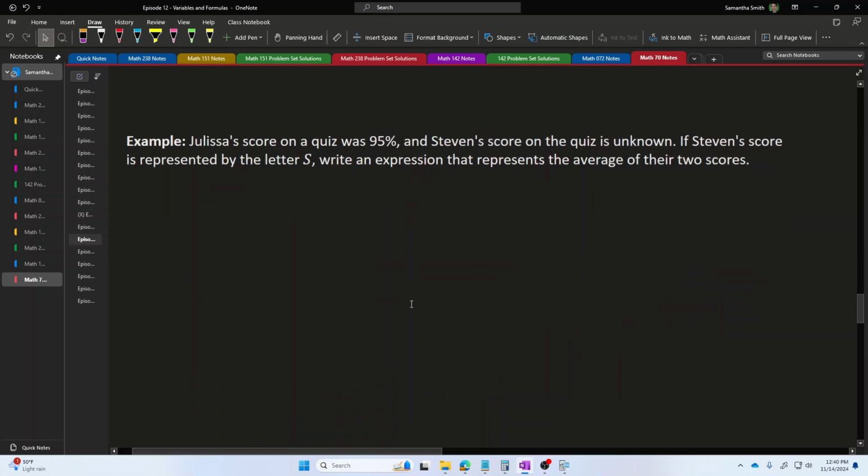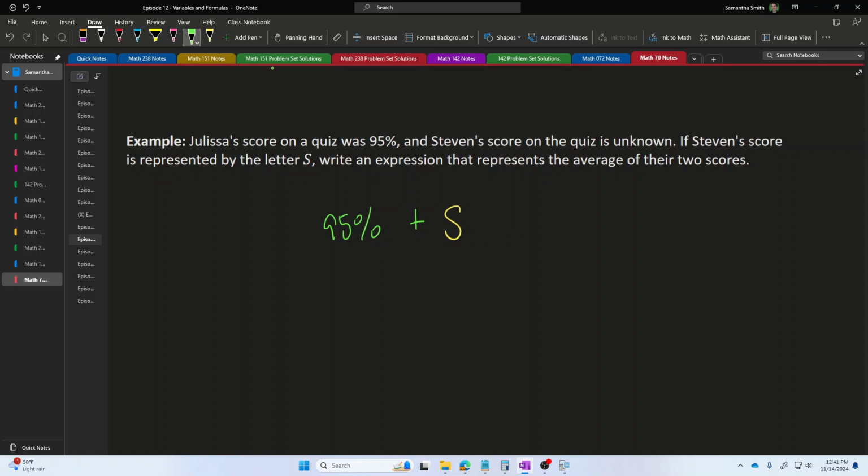So let me perform those same actions on Julisa's score and Stephen's score on the quiz. Julisa's score on the quiz is 95%. And then I would add her score to whatever score Stephen received. I don't know what that is though, so I'll write down just this letter S to say add Julisa's score 95 to whatever Stephen's score is, S.